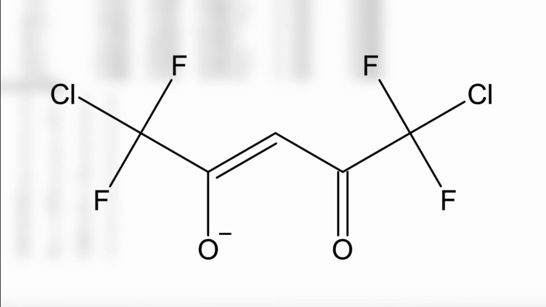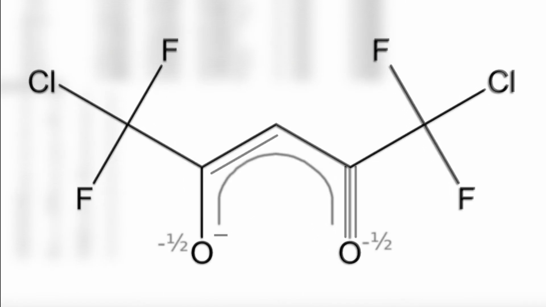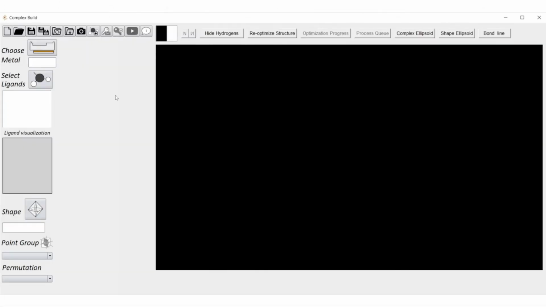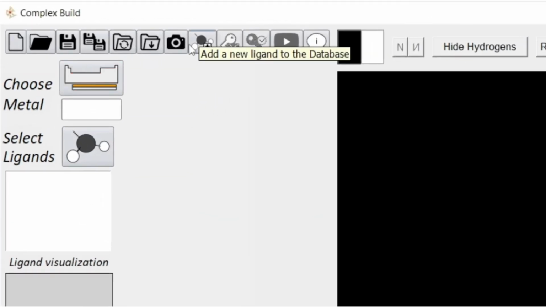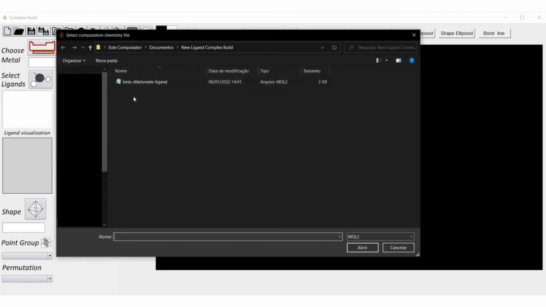In the case of our substituted beta-dicatin, we must set the beta-dicatinate bonds as being delocalized bonds by indicating them to be of the AR type. To do that, let us return now to Complex Build. We will use its ligand visualizer to determine the numbers of the atoms with delocalized bonds. Click on Add a new ligand to the database and click on Choose File. Now, go and open the .mol2 file.